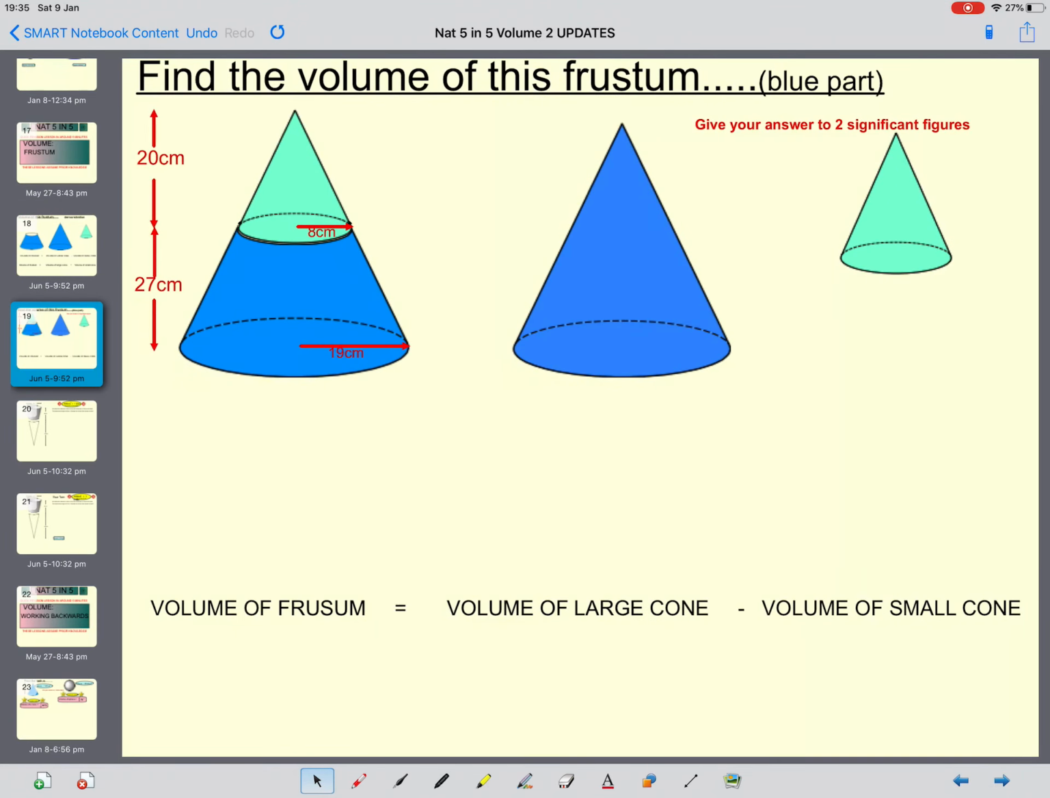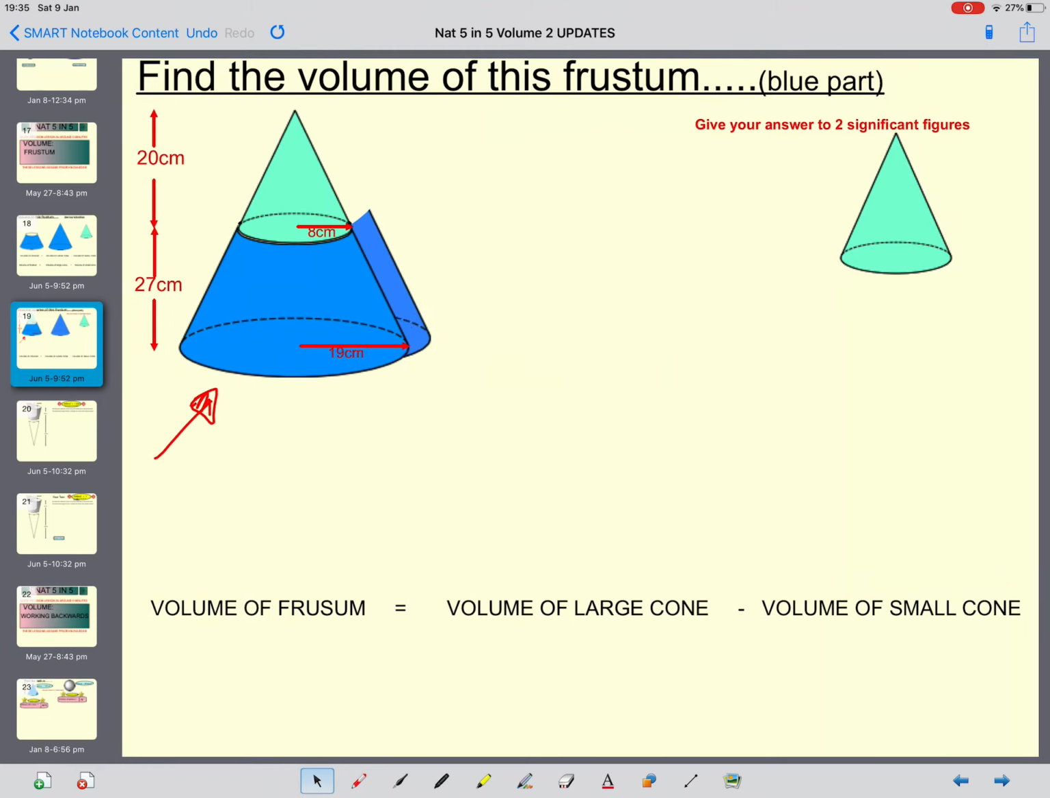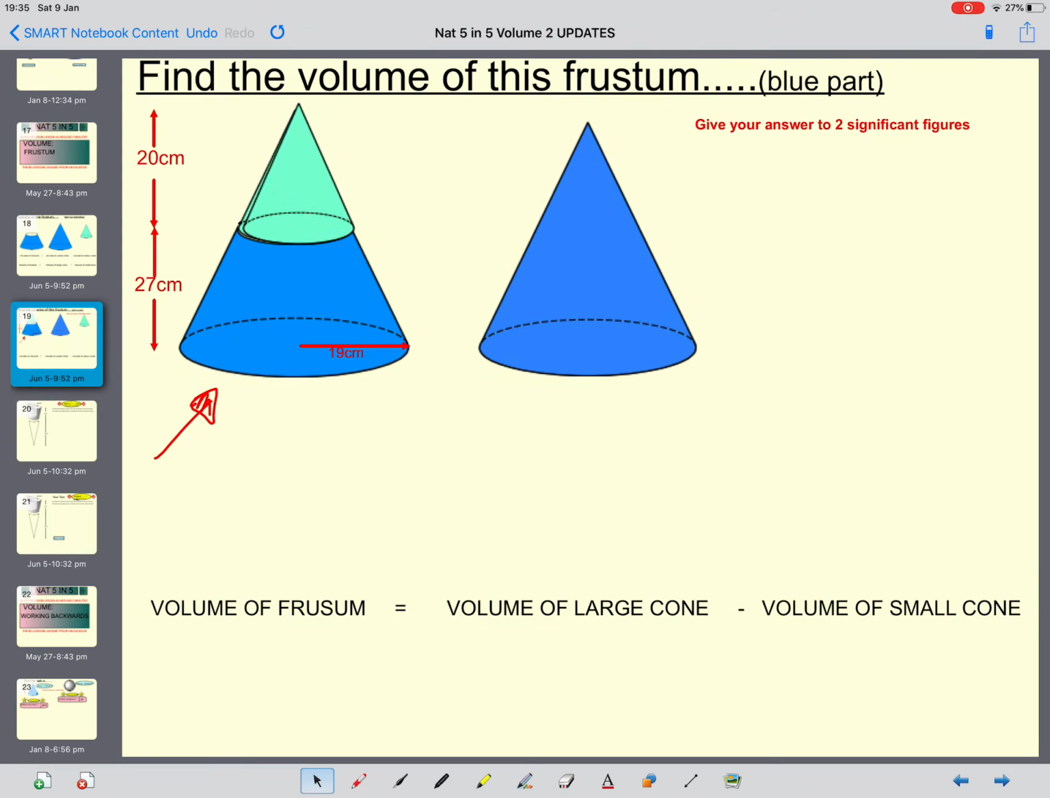Okay, so we have got a frustum at the bottom here, this blue part here at the bottom. You want to find the volume of a whole cone, which goes right on top of that, and then you want to find the volume of the smaller cone on top. You want to take them away from each other, and it'll find the volume of the frustum. So I just missed out a wee T here as well.